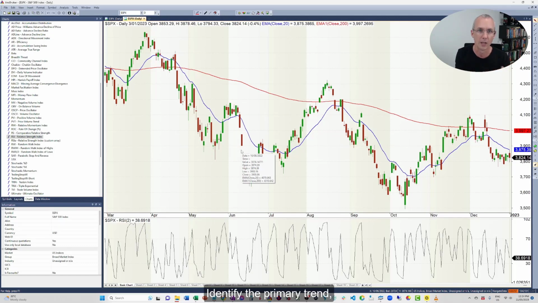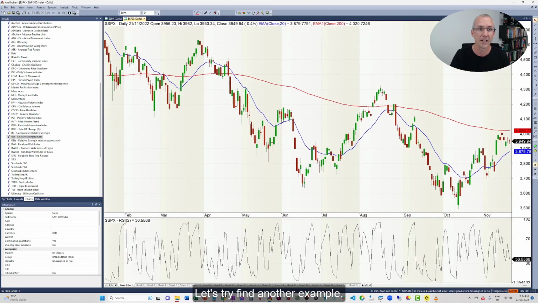Identify the primary trend. Find a period where there's been a short-term move against the primary trend. Get in your trade in the direction of the primary trend. Wait for the correction back to the trend, and then get out. These are short-term trades. Let's try to find another example.